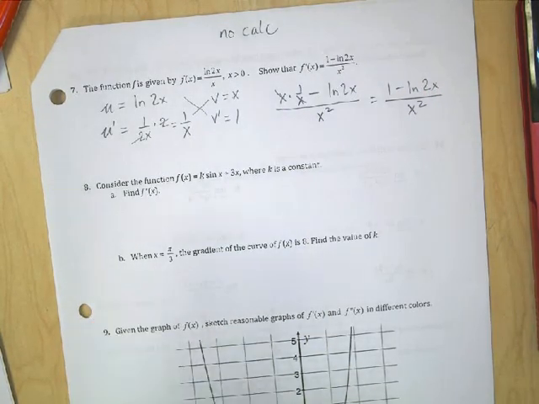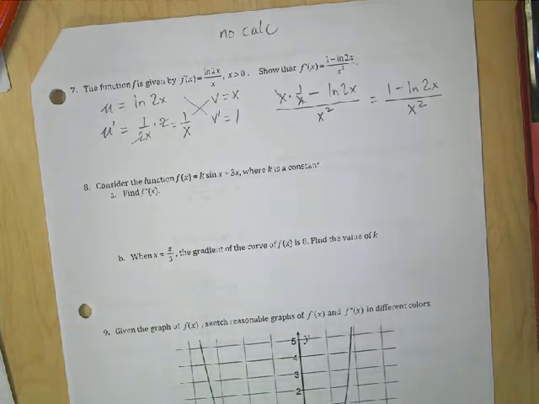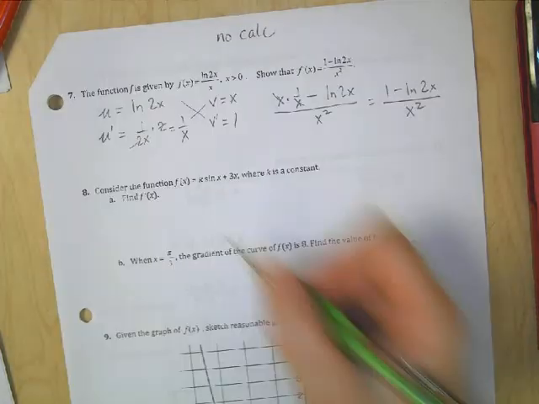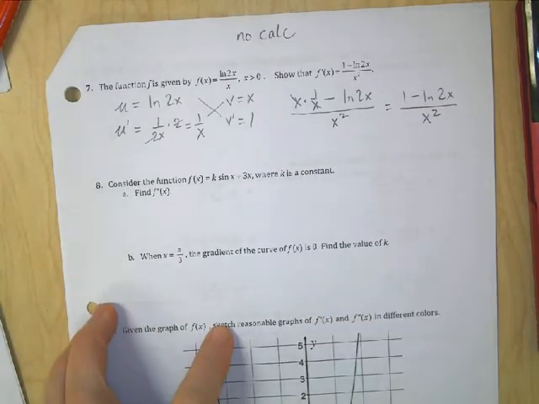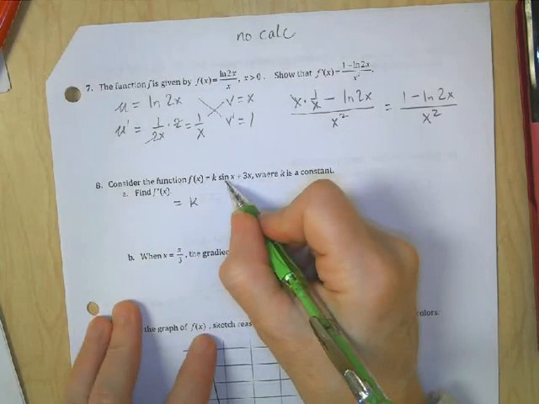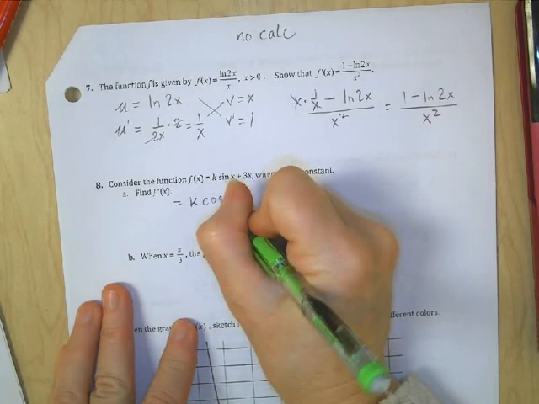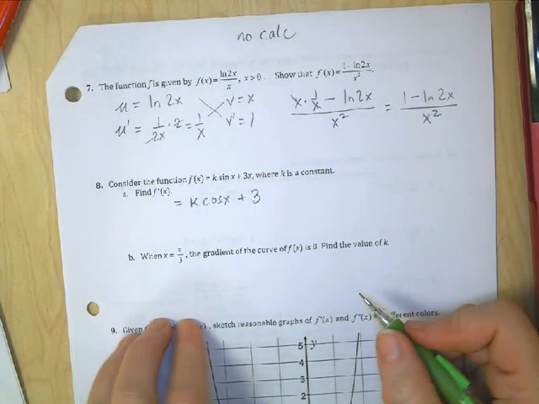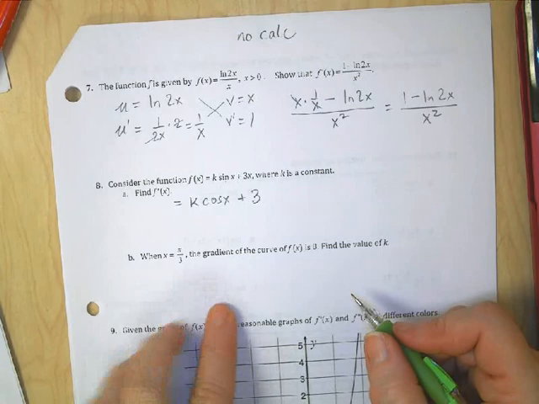All right, consider the function k sine x plus 3x, where k is a constant. Find the derivative. Okay, so k is just some number that we just don't know yet, but it's just a number. So when we take the derivative, we keep the constant, and we take the derivative of sine, which is cosine. And then the derivative of 3x is 3. So there it is. That's the derivative, where k is a constant.